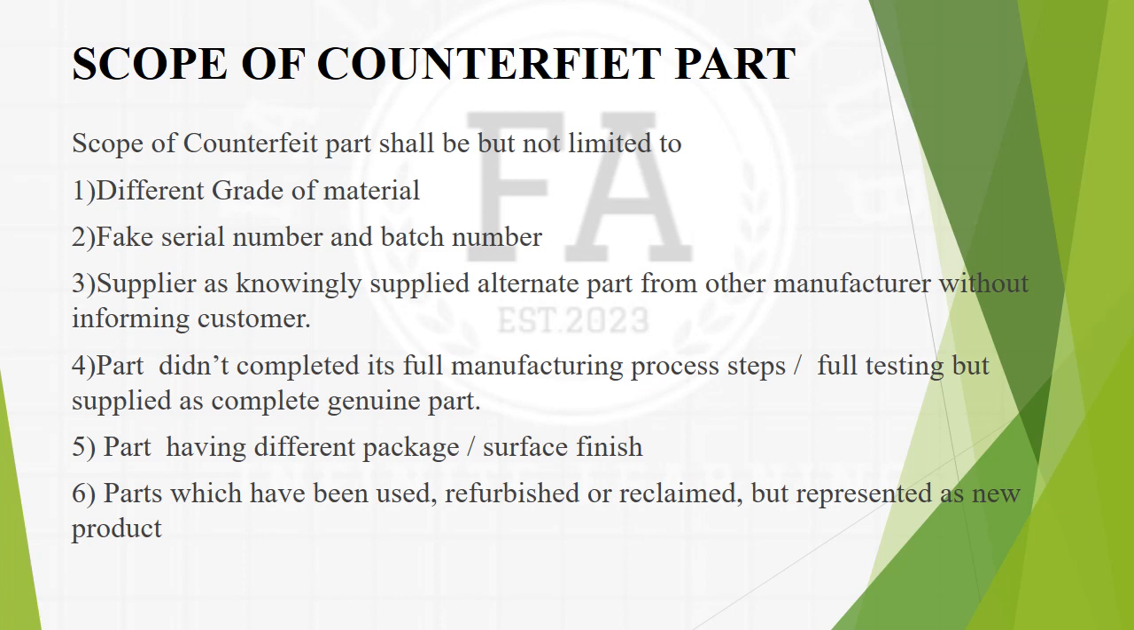The third point is the supplier has knowingly supplied an alternate part from another manufacturer without informing the customer. So this also can be considered a counterfeit part. The fourth point is the part didn't complete its full manufacturing process steps or full testing, but is supplied as a complete genuine part.